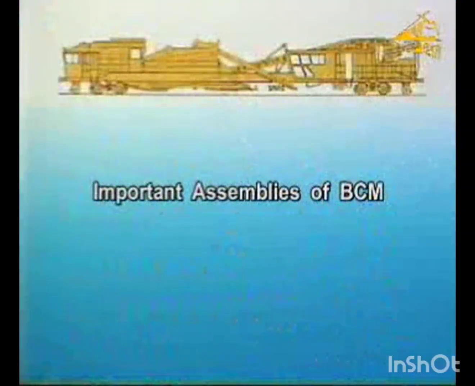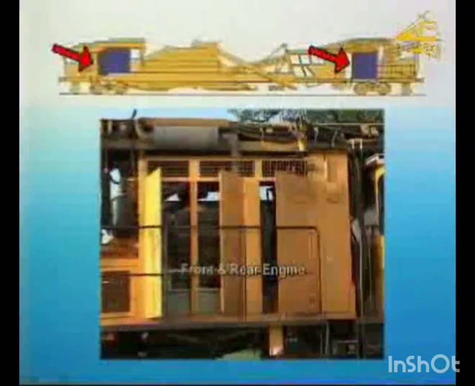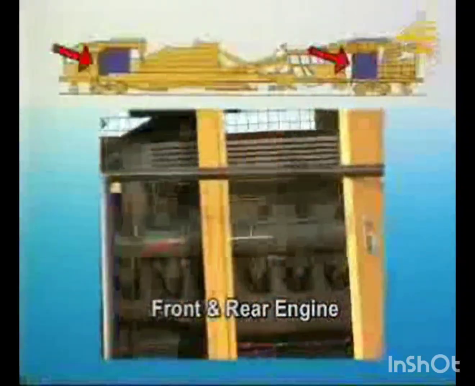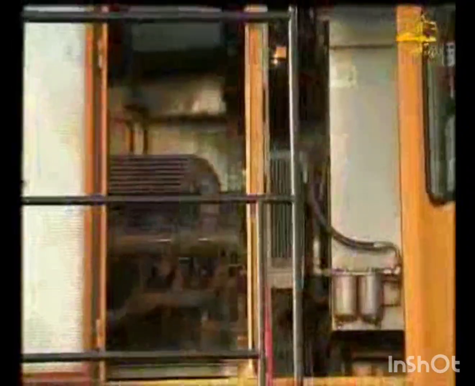Important assemblies of BCM. Two air-cooled diesel engines, one each at the front and rear end, are the main source of power. The front unit powers the conveyor belt and hydraulic cylinders, as well as work and transfer travel. The rear unit powers the screening unit, excavation chain and transfer travel.